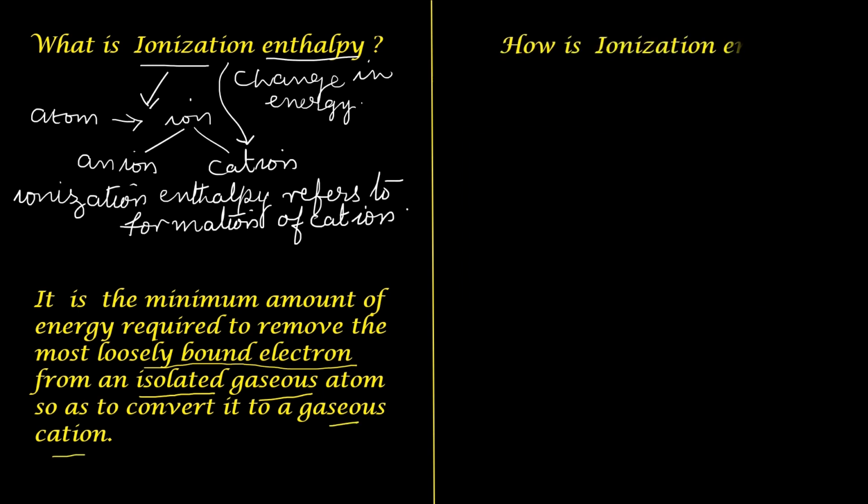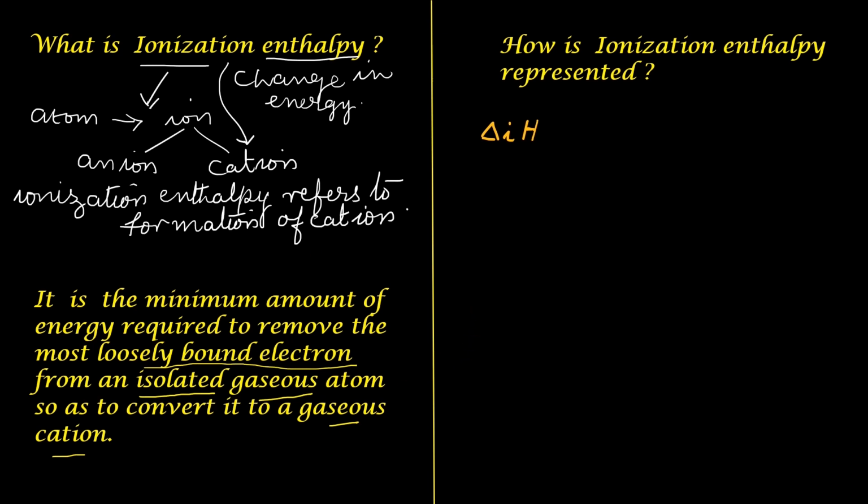How is ionization enthalpy represented? Change in energy can be represented as delta H. So, ionization enthalpy is change in energy. It is represented as delta IH. Change in energy associated with ionization. Remember, it is only for formation of cation. It can be represented in the form of an equation.